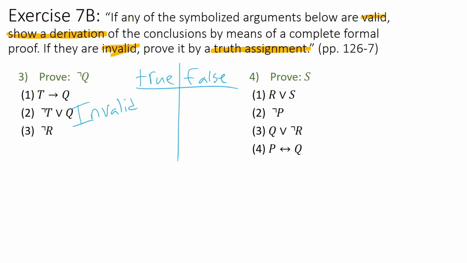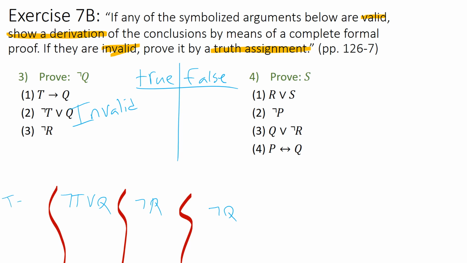So we have the conclusion of not Q. We have the premise not R. We have the premise not T or Q. And we have the premise if T, then Q. So let's think about the conclusion first. The conclusion we want to be false. So what do we assign Q to make it so? Q is just an atomic sentence, but it's just a part of a molecular sentence. Well, Q we better say is true, right?